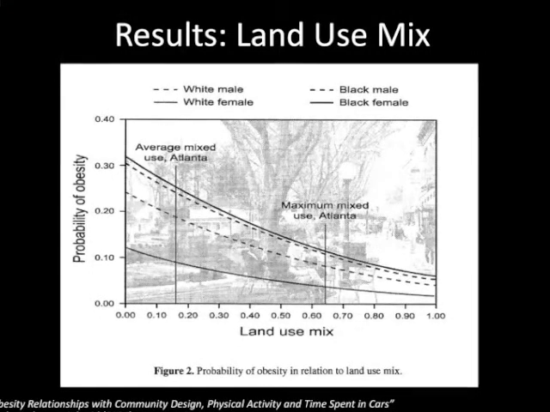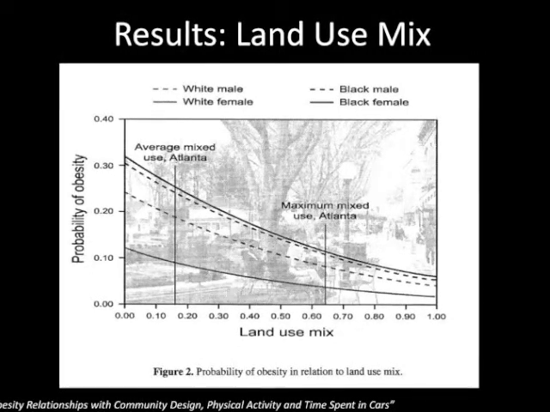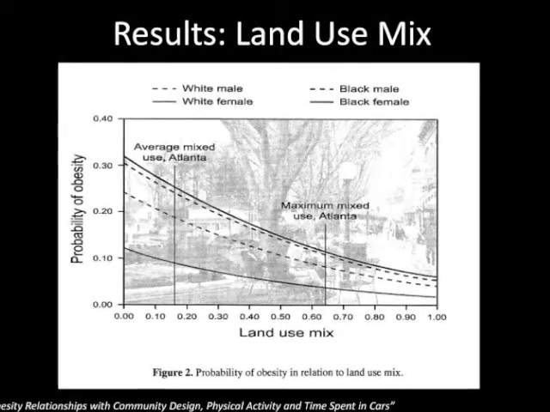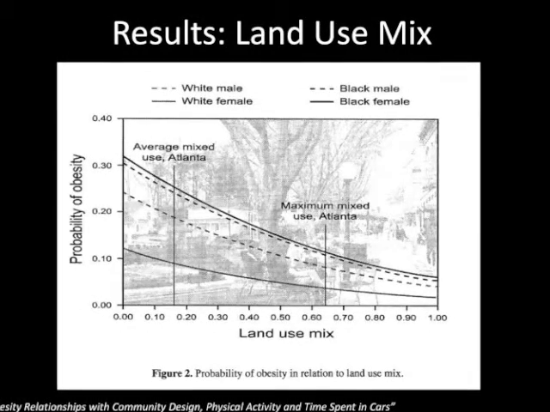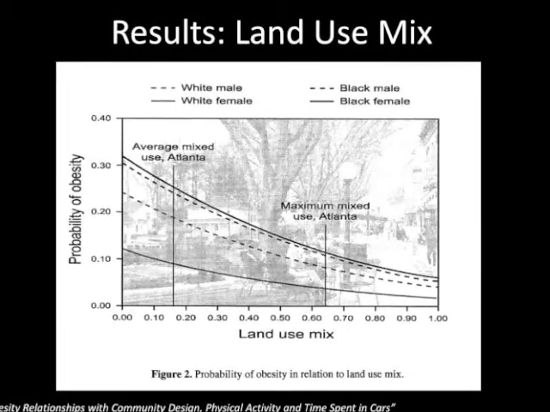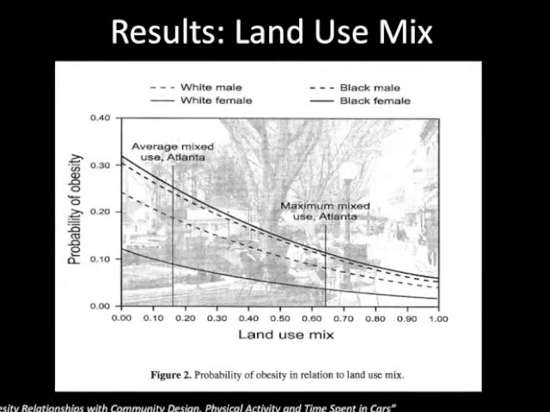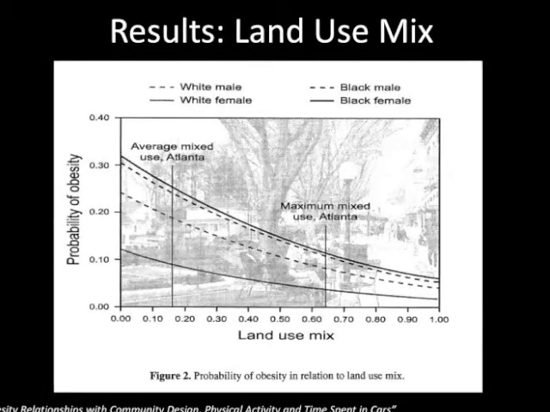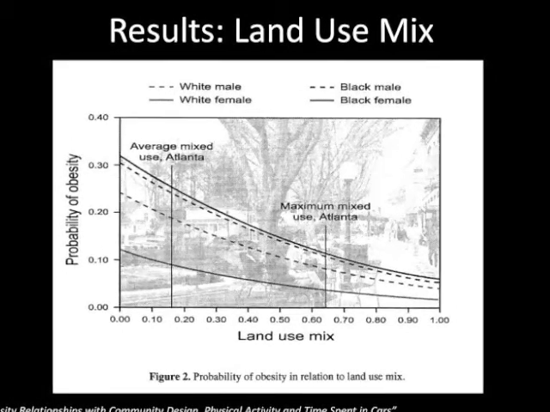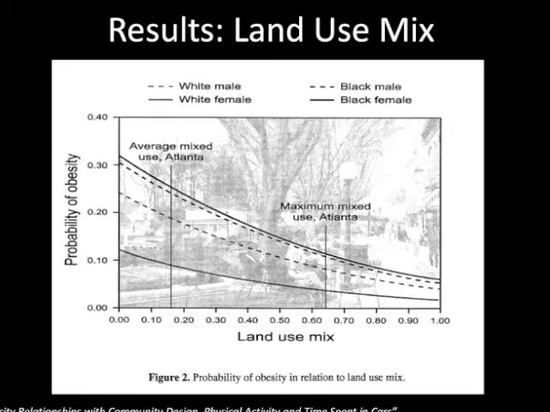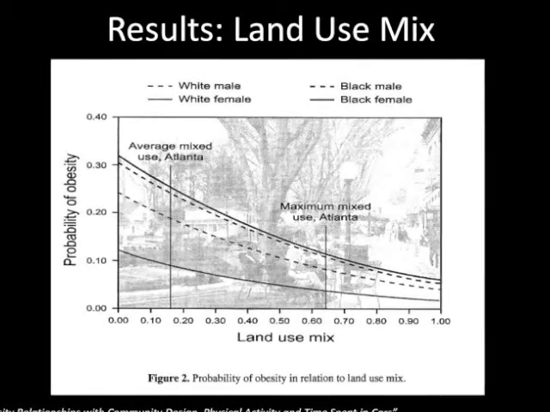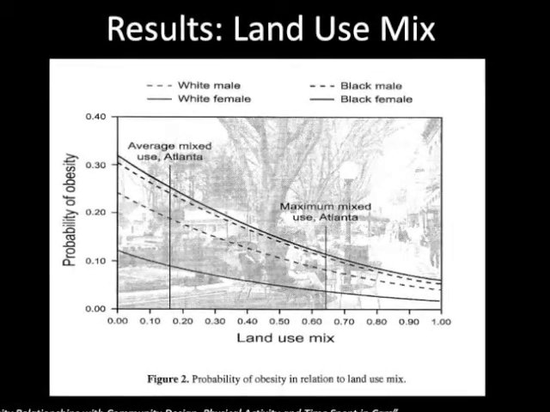One interesting thing they found was that their study area, Atlanta, had a land use mix of 0.15, so very, very low on that mix scale right there. And I think that should be expected from what we know about Atlanta. It's pretty sprawling, kind of auto dependent. So that was a big factor in their findings.